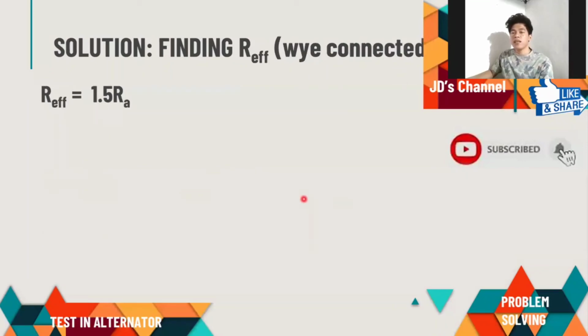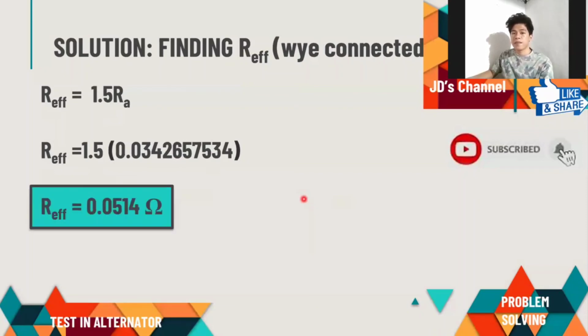And then the next one is finding the effective value if it is Y connected. So we just multiply by 1.5 our obtained RA, and we will get the value of our effective resistance if it is Y connected. So it is 0.0514 ohms if it is Y connected. So kindly check if we have the same answer.